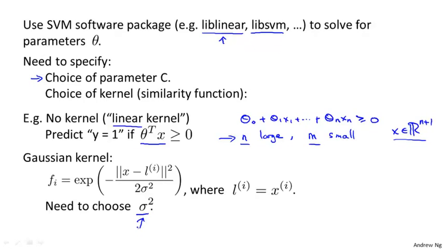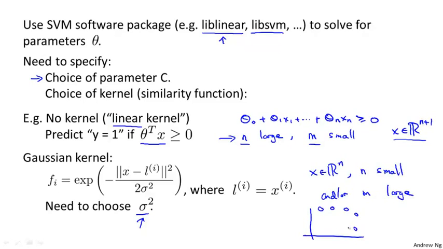So when might you choose the Gaussian kernel? Well, if your original features x are in R^n, and if n is small, and ideally, if m is large. So that's if we have, say, a two-dimensional training set, like the example I drew earlier. So n is equal to 2, but we have a pretty large training set.